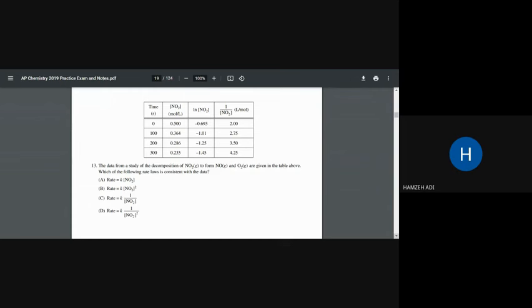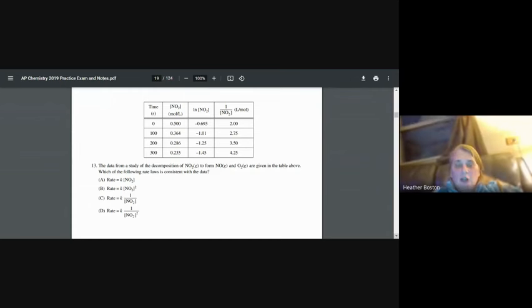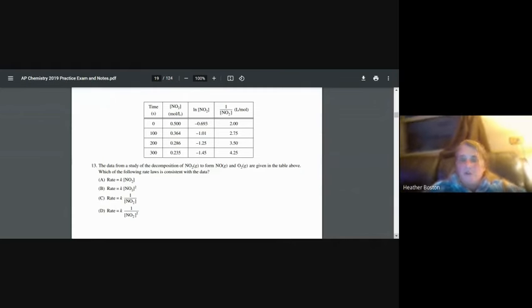Right. Okay, I see. So you probably need to go back and brush up on what that means, the order of the reaction, which is from the kinetics unit.